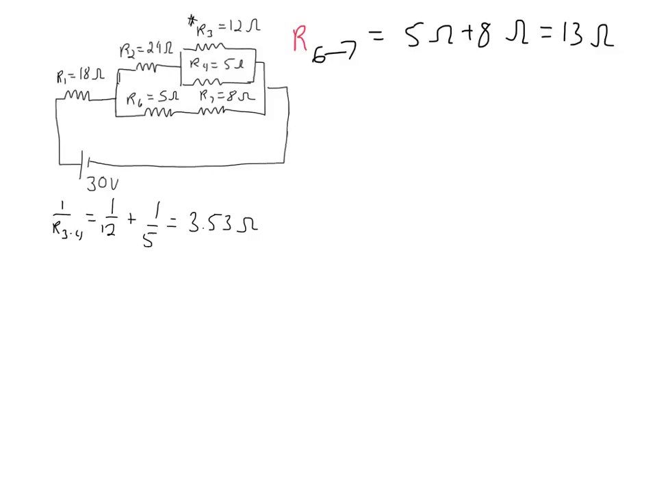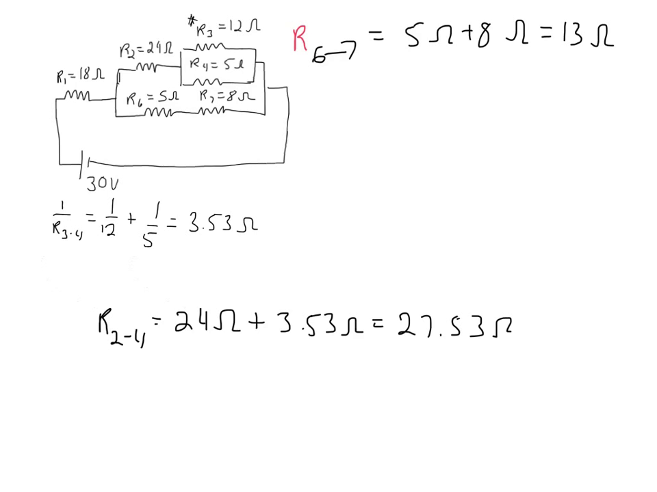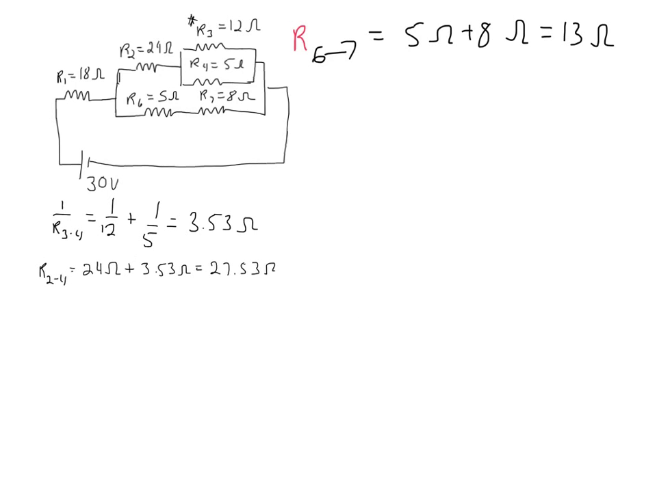Next, we've combined 3 and 4. Our next step is going to be to combine 2 through 4, and we're going to keep all those right here because 3 is part of those. R2 is in series with the combination of R3 and R4. So we're going to say R2 through 4 equals 24 ohms plus what we just found for R3 through 4 of 3.53 ohms. When we do that math, we get 27.53 ohms, and we get R2 through 4 as that.